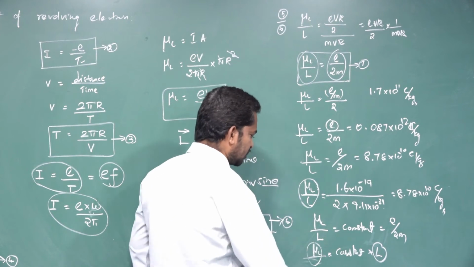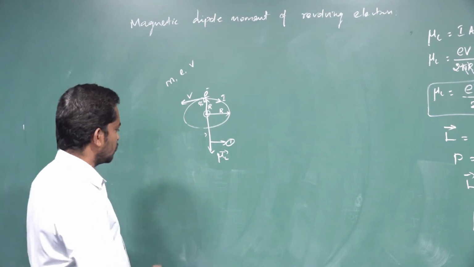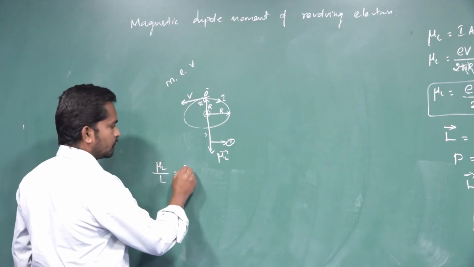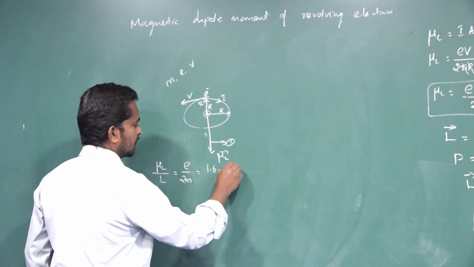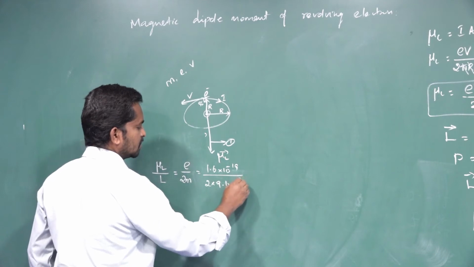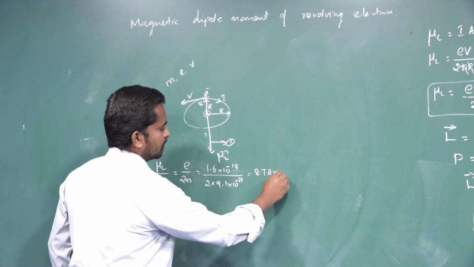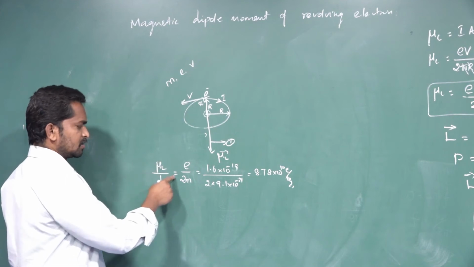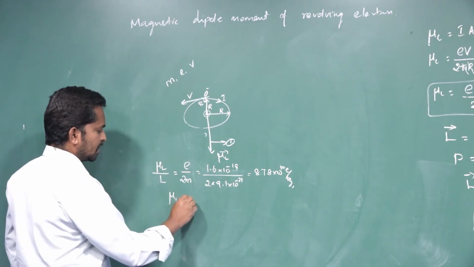This constant is nothing but e divided by 2m. So mu L divided by L is equal to e divided by 2m, where e is 1.6 into 10 power minus 19, divided by 2 into the mass of the electron, 9.1 into 10 power minus 31 kilogram. We get the final answer 8.78 into 10 power 10 coulomb per kilogram. This is a constant value, so mu L is directly proportional to L.